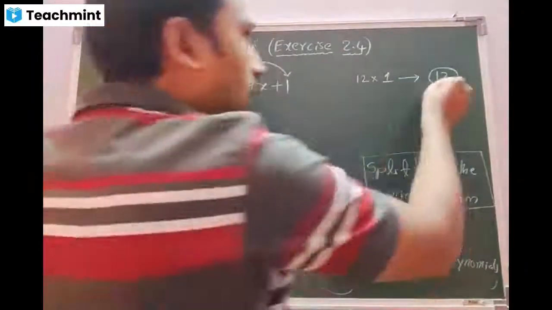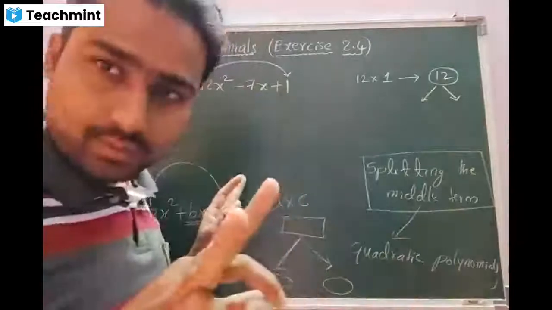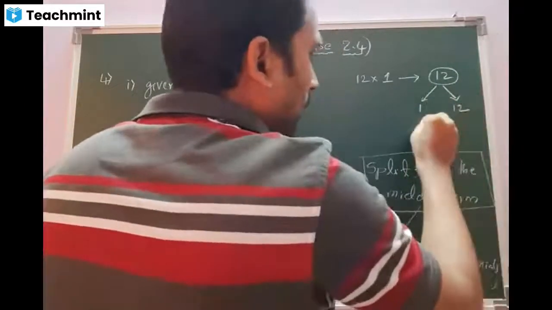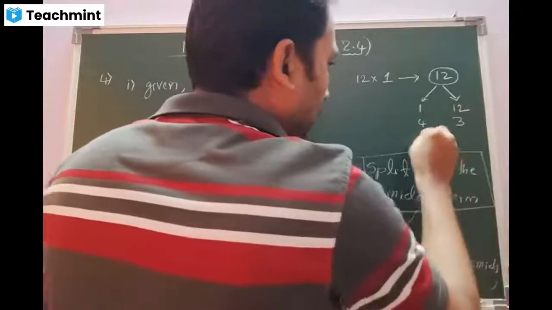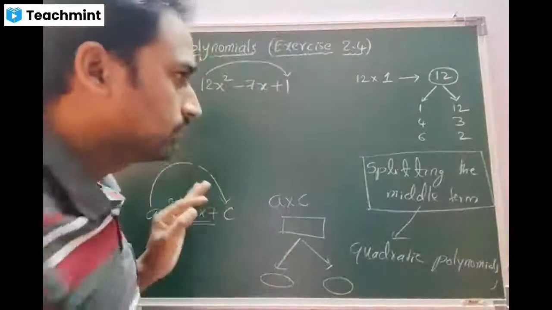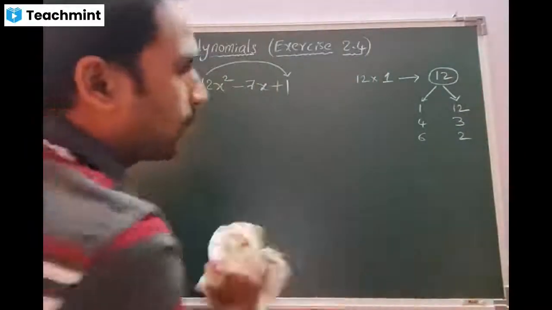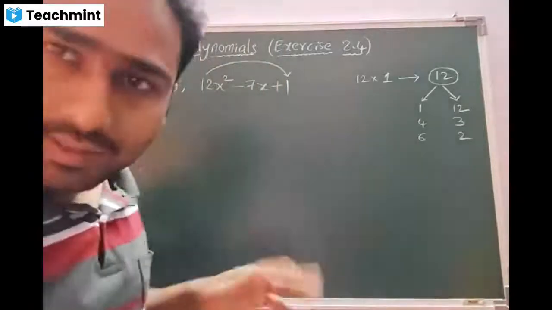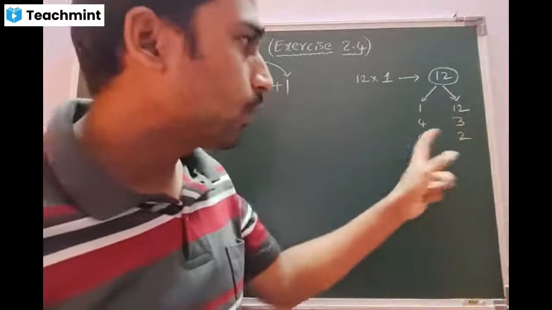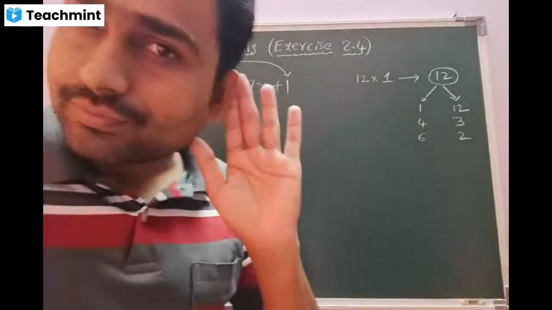I have to go for the factors of 12. Two factors, only two factors, beta. There are many possibilities. First, I can write 1 and 12. Then I can write 4 and 3. Then I can write 6 and 2. Am I right? Yes or no? Is there any other possibility, beta? Only three are possible. 1, 12, 2, 6, 3, 4. Am I right?